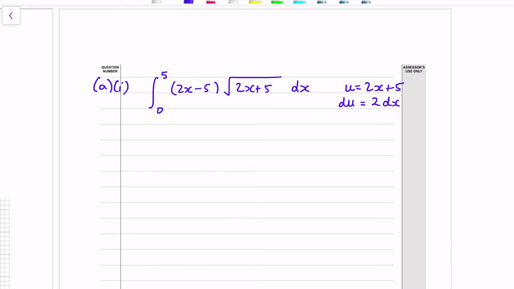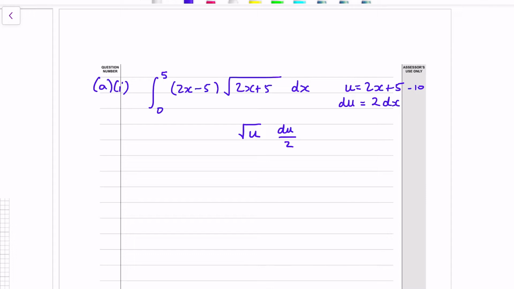And then that replaces that bit, square root u. dx is equal to du over 2. And the 2x minus 5 is u minus 10. So if I take away 10 from this side, I get 2x minus 5. I need to take away 10 from there as well, so I get u minus 10.